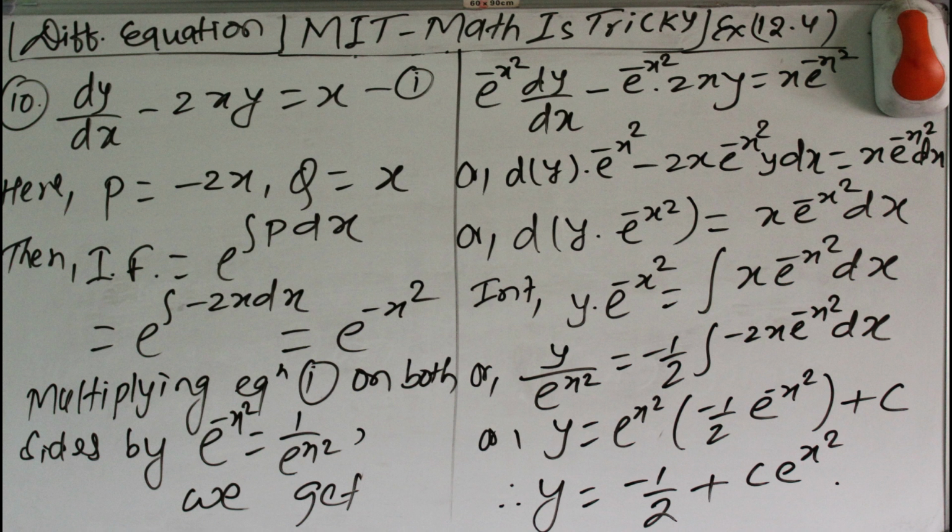Multiplying both sides by e power minus x squared, we get e power minus x squared, which means 1 by e power x squared.